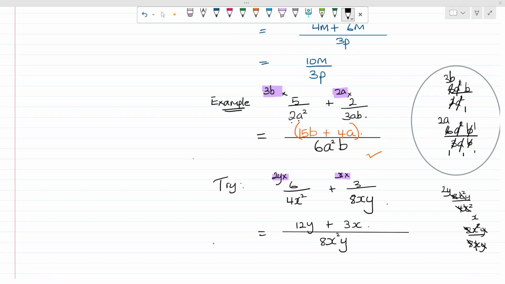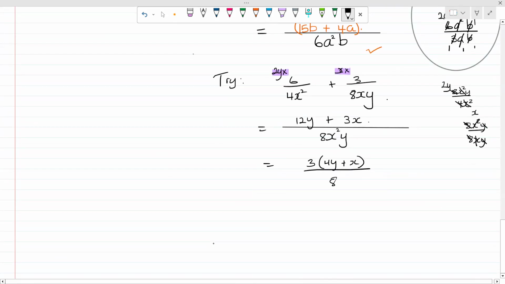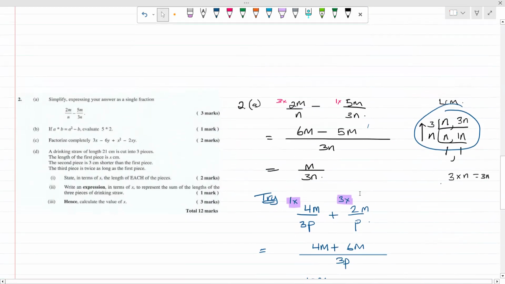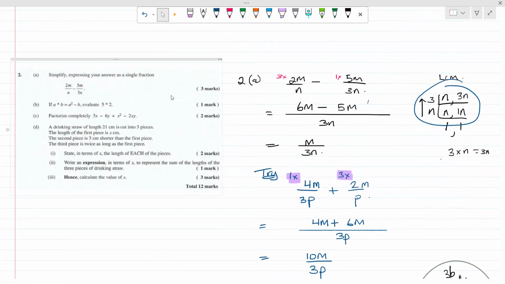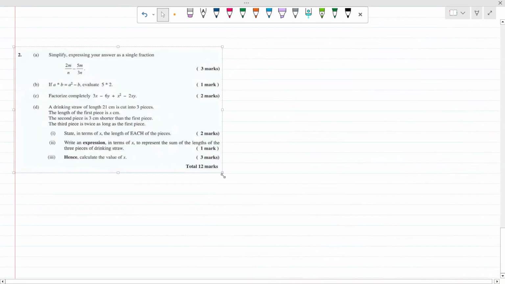We don't have any opportunities to cancel. Even if we factor on top, which we could, we get 4y plus x. I can't cancel anything underneath here because 3 can't go into 8. Yeah? Everybody okay with adding and subtracting algebraic fractions? Even if we change the plus sign to a negative sign, everything that we did there still holds. We good, right? All right.